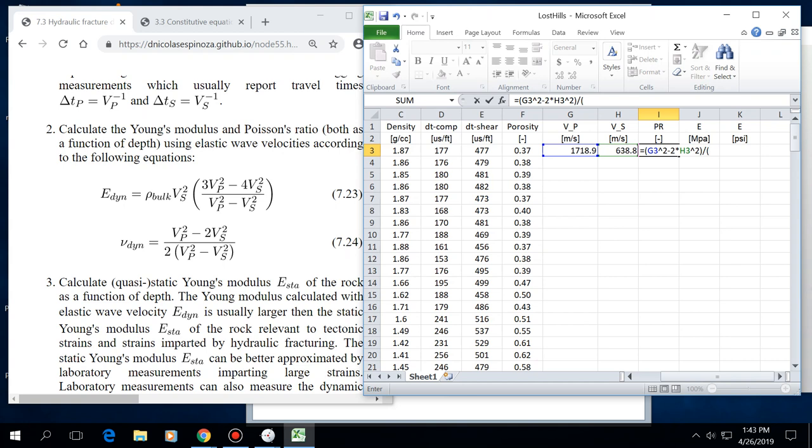So probably we'll need a little bit more time to explain how to analyze these stress logs, but we have time for that on Monday.